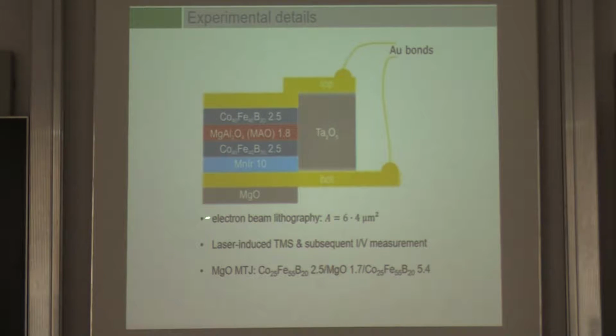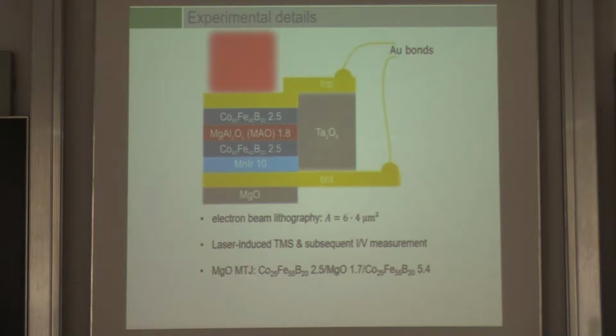And then we do some electron beam lithography to pattern those stacks into actual MTJs. And then you can go ahead and do a laser-induced TMS measurement with the laser on top of the MTJ, and then a subsequent IV measurement in order to do something with this model of the intrinsic TMS. And the MgO MTJ actually was prepared at that time in Göttingen, I think. And there you have another composition of your cobalt iron electrodes, which will become important in a moment.